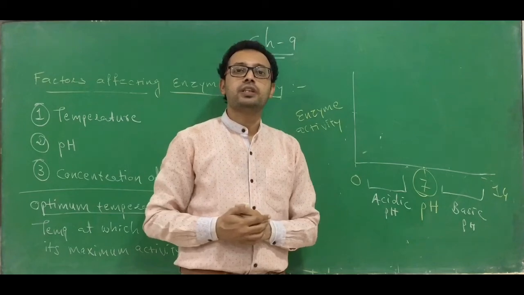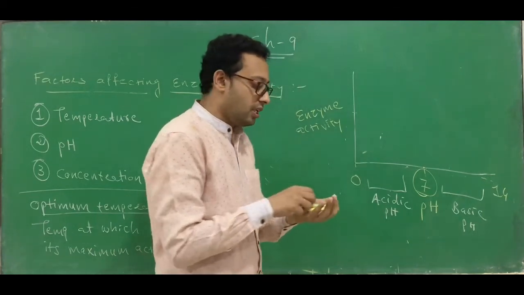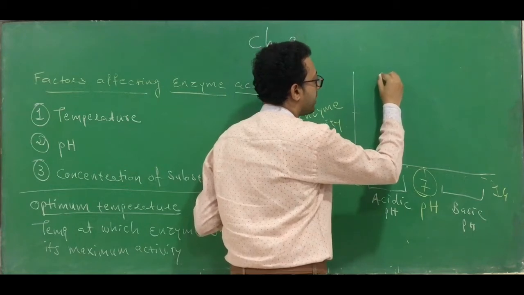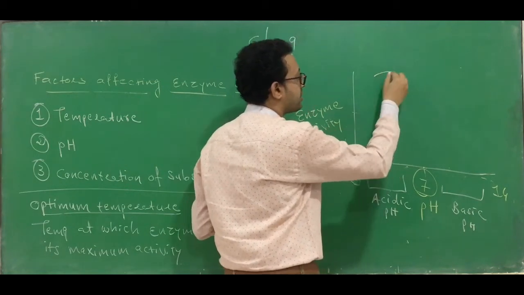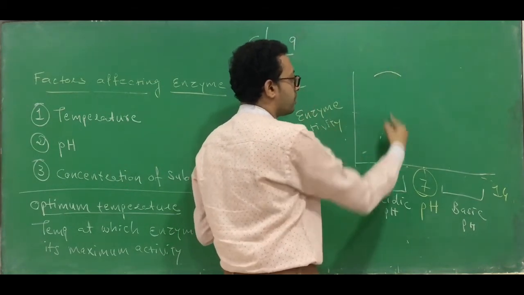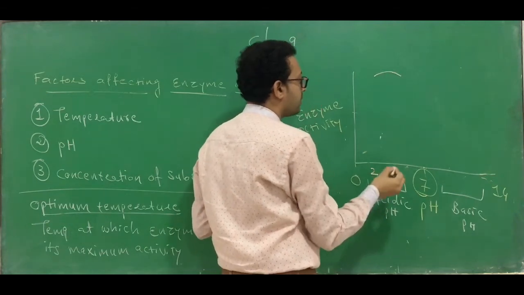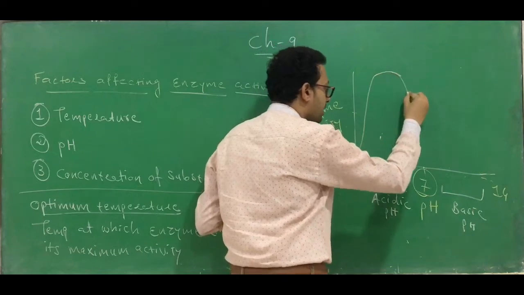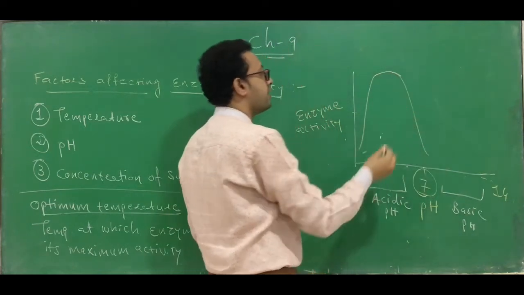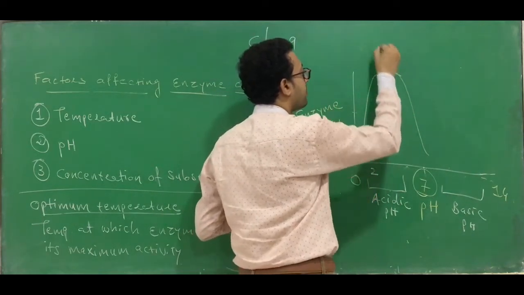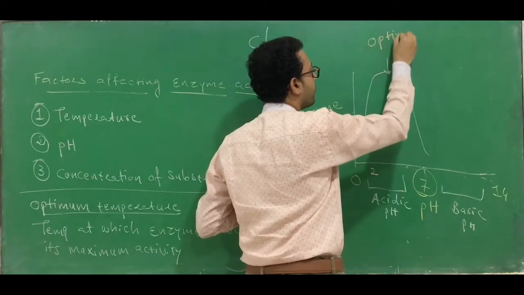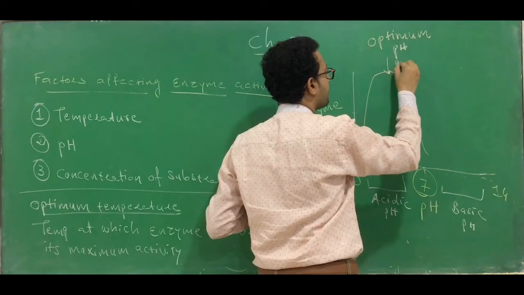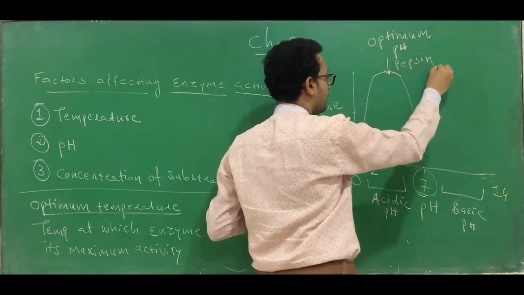Some enzymes show the maximum activity at a basic pH. So let's see. If you take pepsin, it shows the maximum activity around a pH like this, 2. Below this pH, below 2, the activity decreases. Even above 2, the activity also decreases. So this is the optimum pH of pepsin. This is one example.